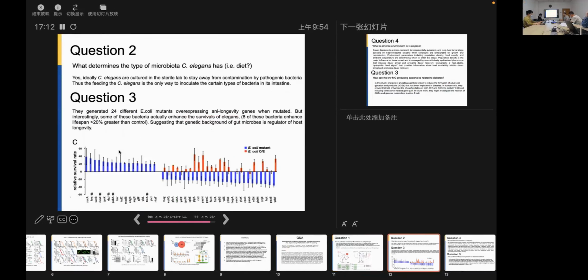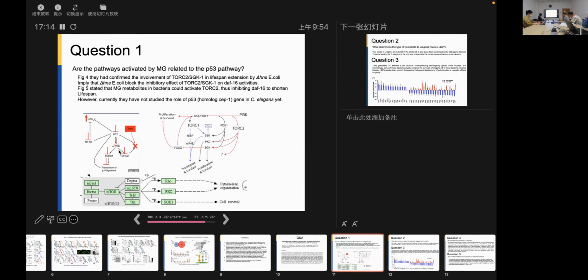Wait, do you think it's really enough for us to do this? Maybe you can ask more about the figure. This figure is not from the paper. I know.